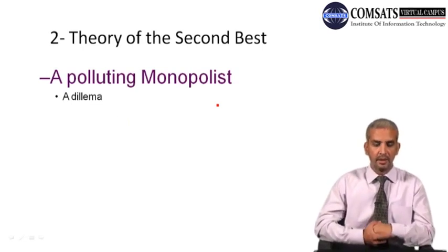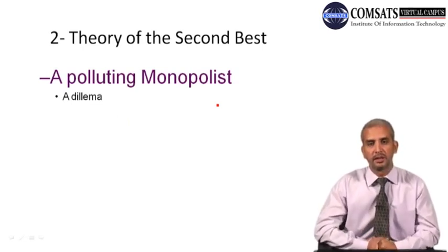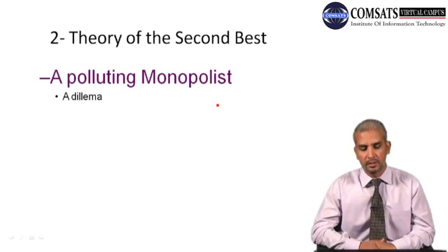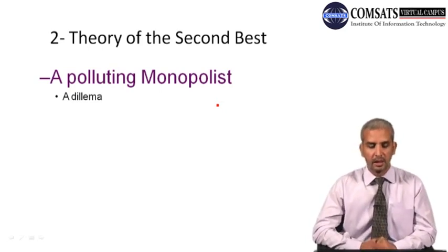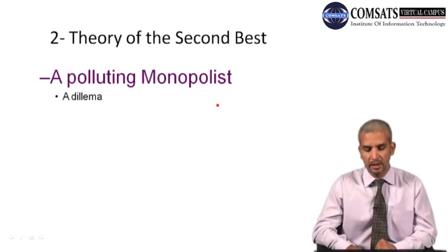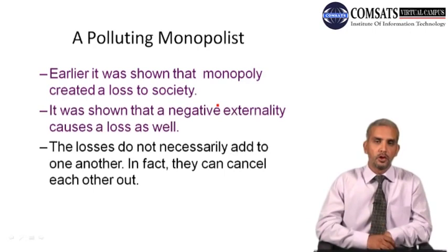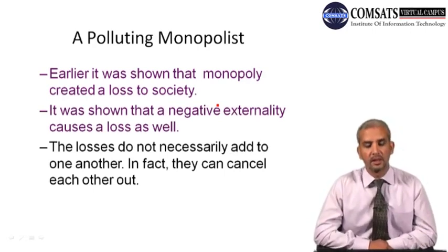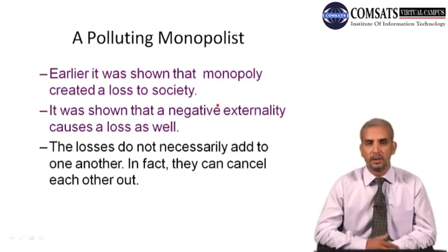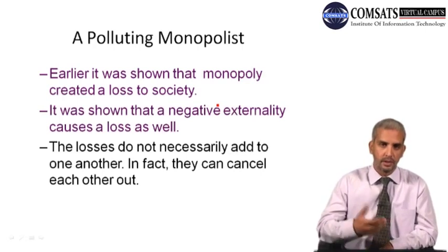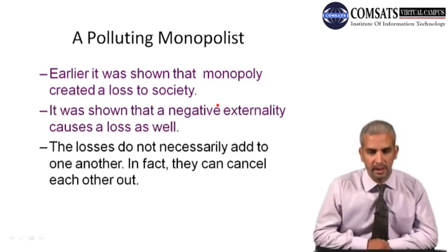Then there is a further dilemma, the theory of the second best, which we would discuss right now. Let us consider the dilemma that there is a polluting entity and that entity is a monopolist. Now, earlier we showed that a monopolist creates a loss to the society. How? I would just re-narrate that to remind you.